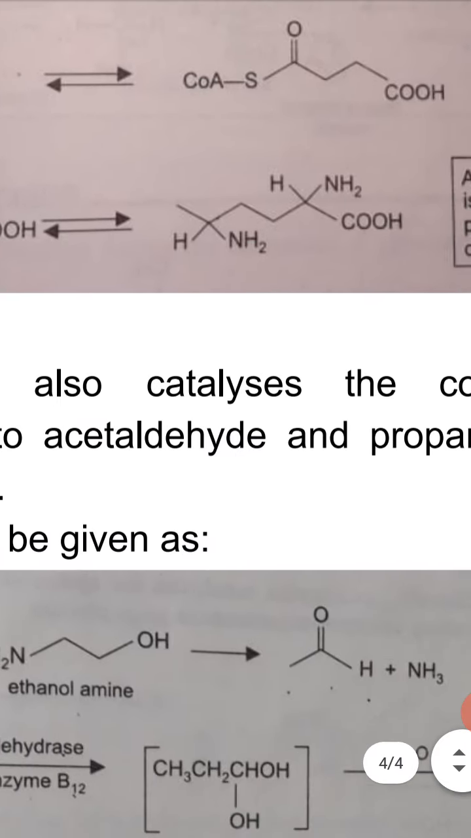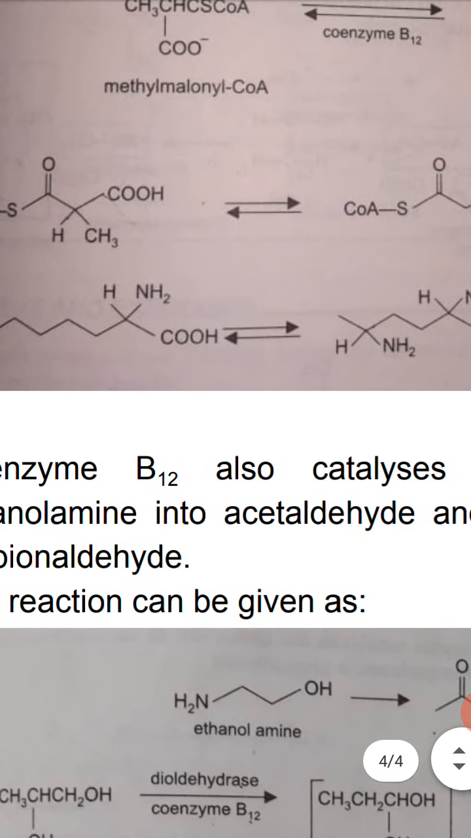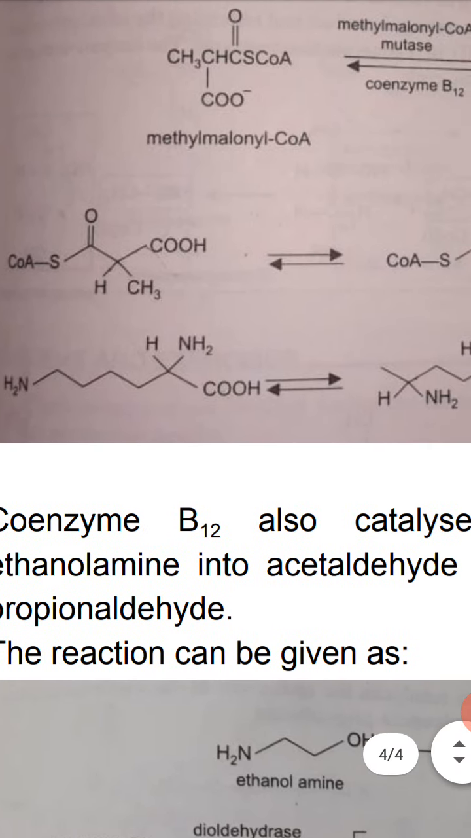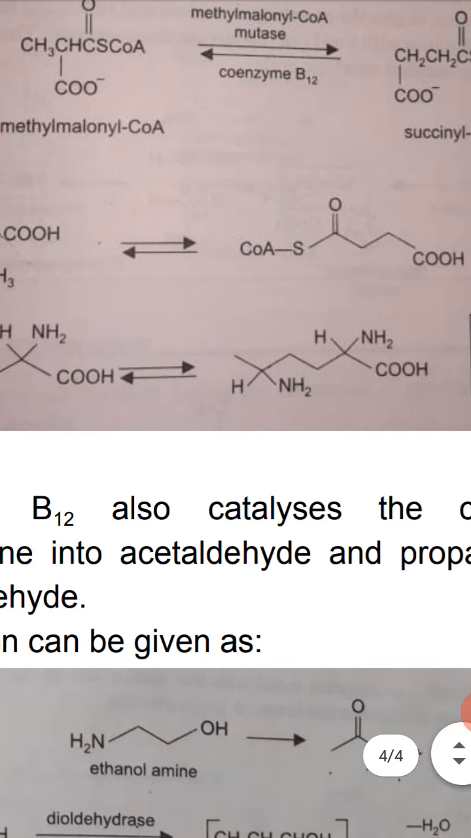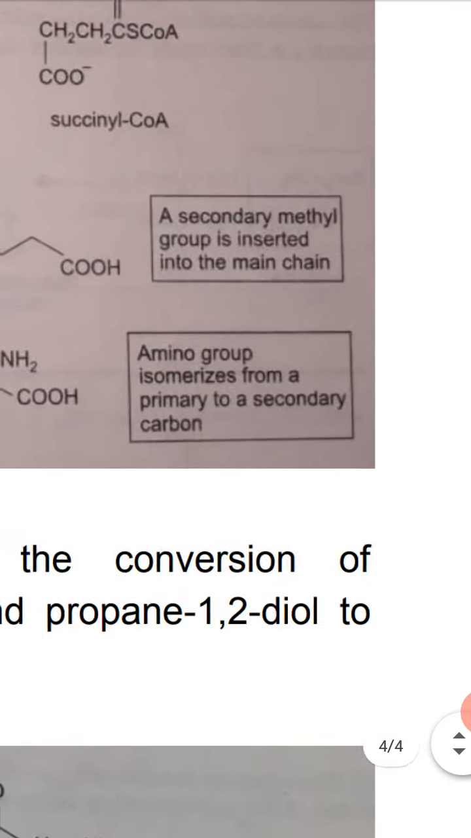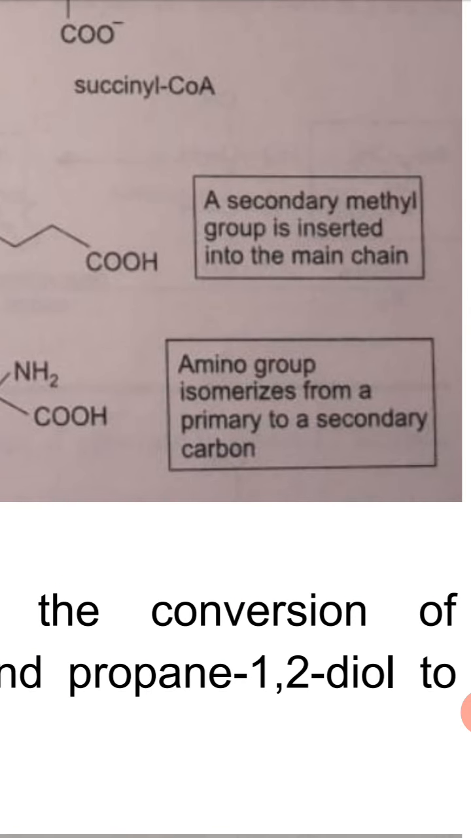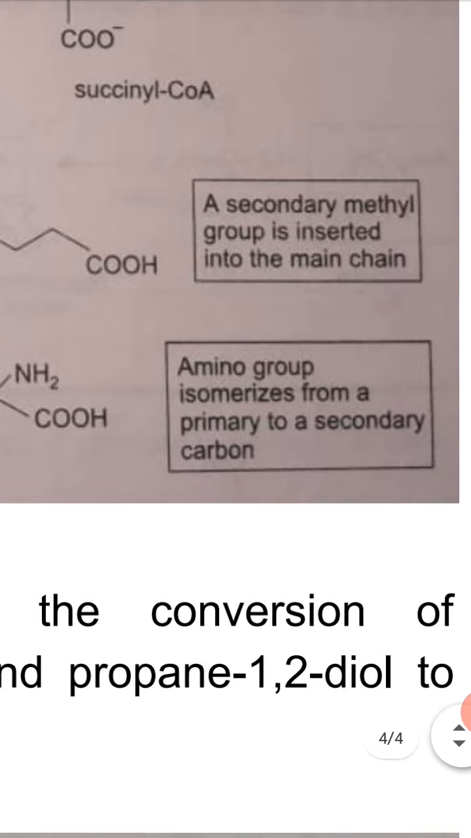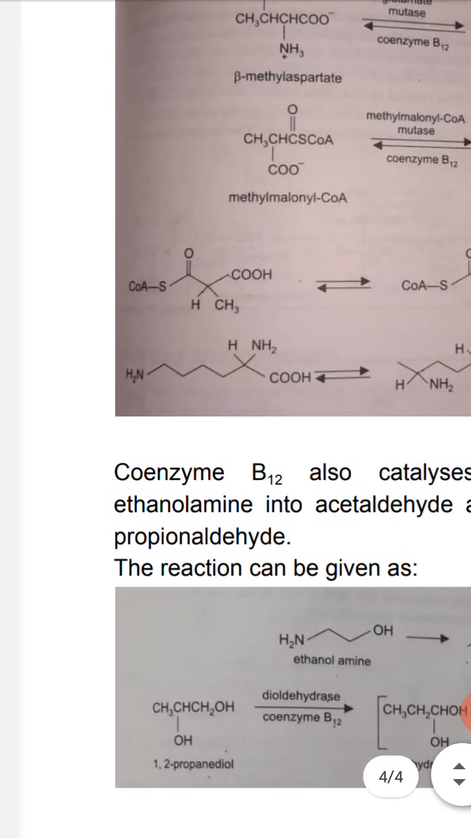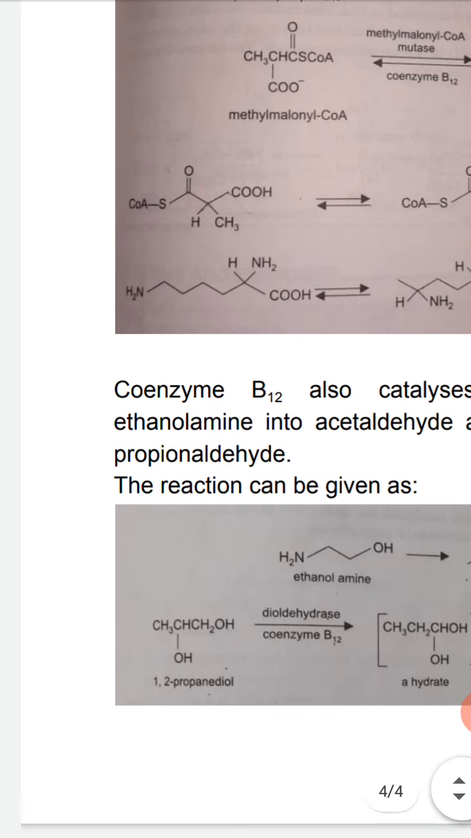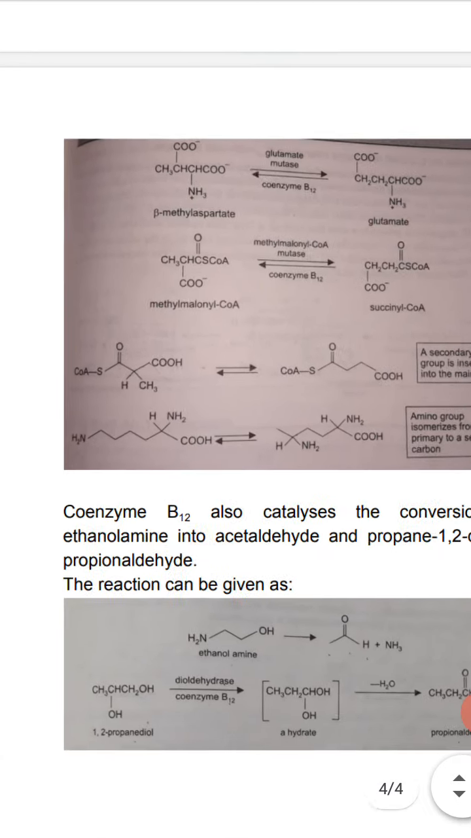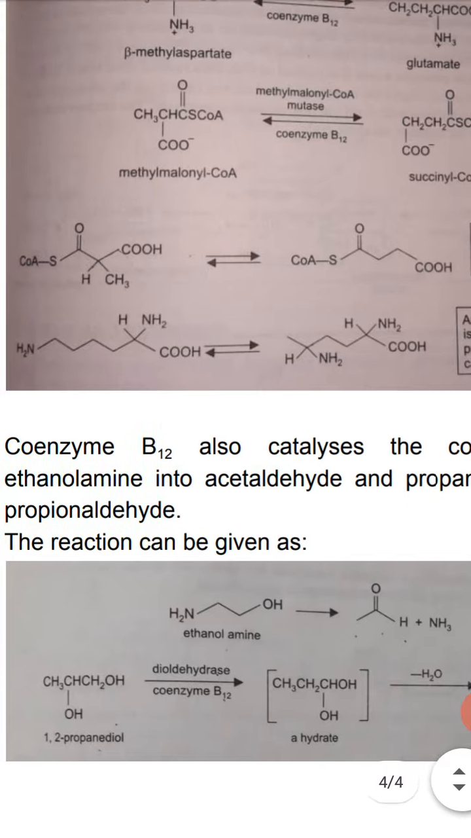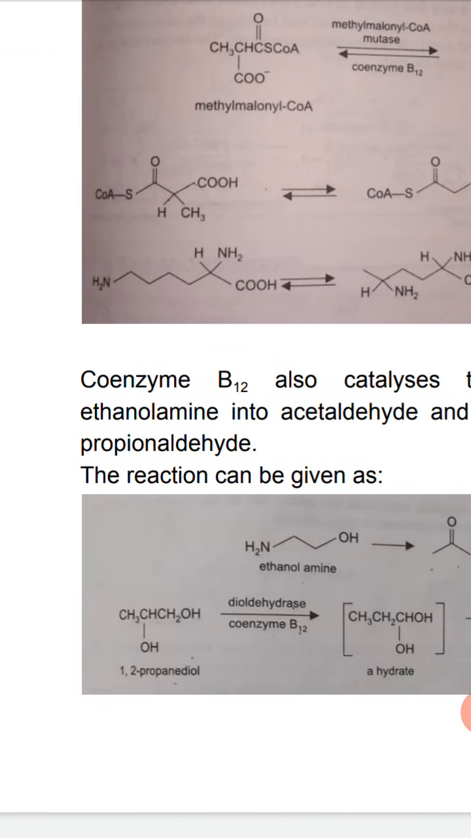Now there is isomerization. Here there is a primary amino group at the terminal. Now it comes to the second carbon atom. So we can say that the amino group isomerizes from a primary to a secondary carbon atom. The amino group was on the first position, and now it comes on the secondary carbon.